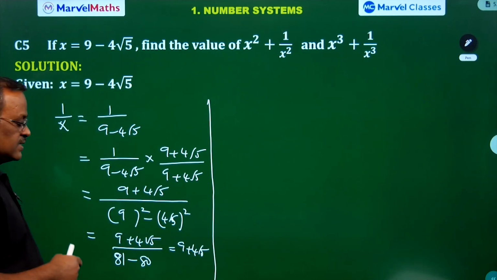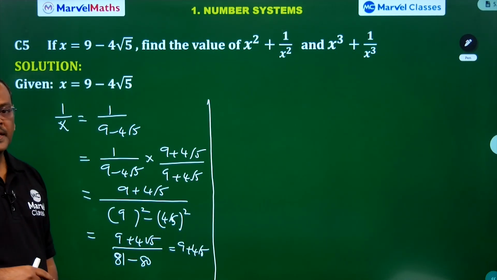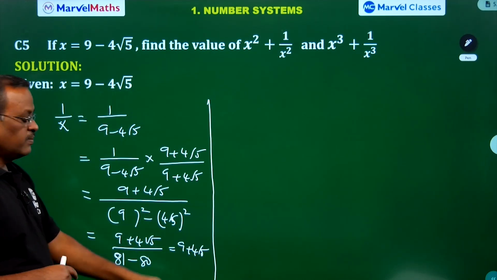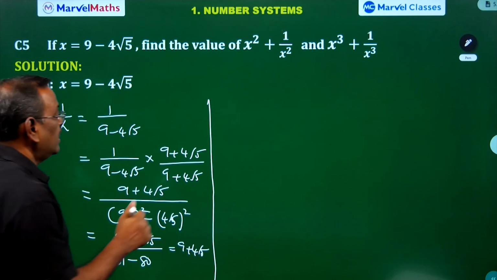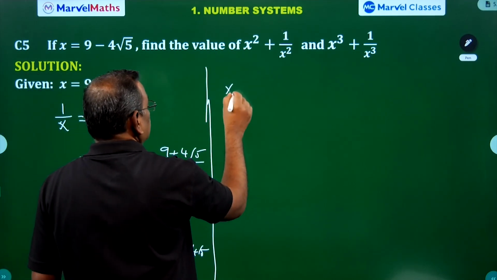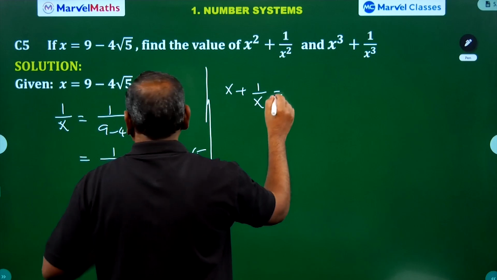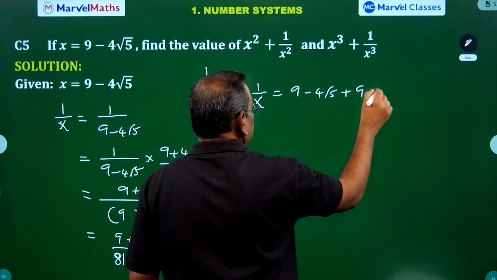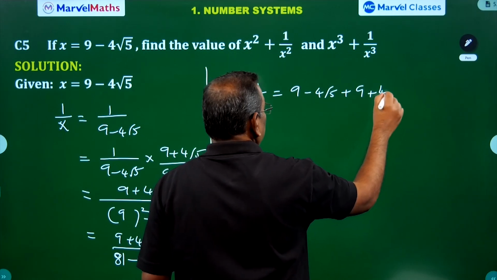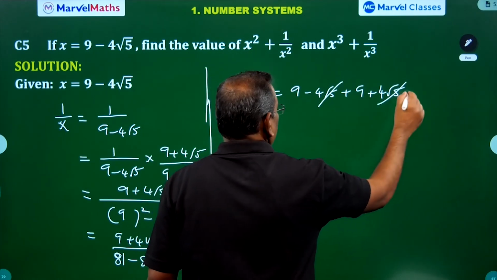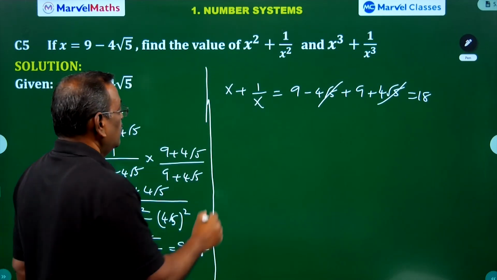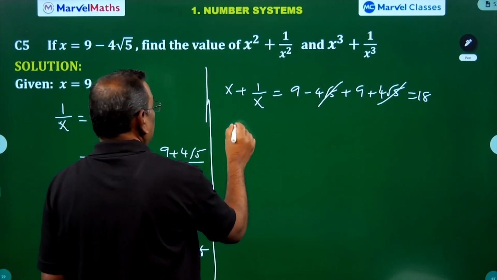Now you can easily understand the concept of reciprocal of a binomial. Here it is x equal to 9 minus 4 root 5, 1 by x is 9 plus 4 root 5. Now adding these two, so what is x plus 1 by x? X equal to 9 minus 4 root 5 and 1 by x is 9 plus 4 root 5, which is equal to 18. Correct.